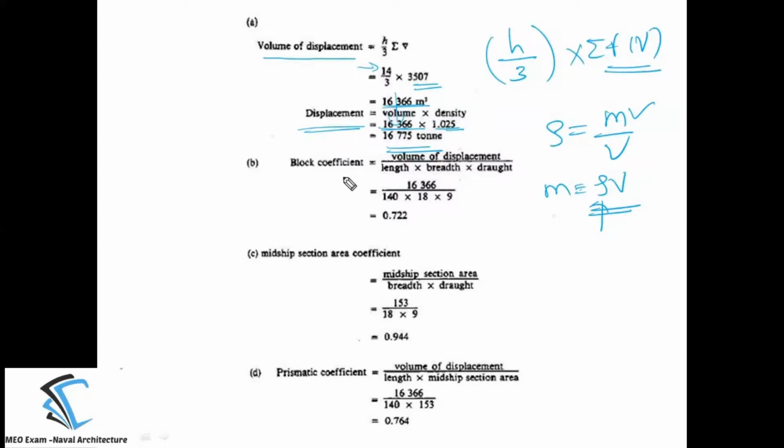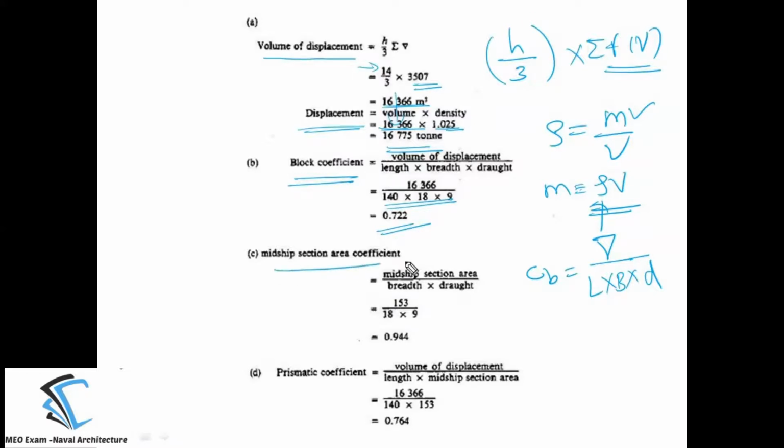After that we have to find the block coefficient. What is the formula for the block coefficient? CB is equal to the actual volume of displacement divided by L into maximum beam into maximum draft. All of this is given to us. You substitute here, and you will get the block coefficient.